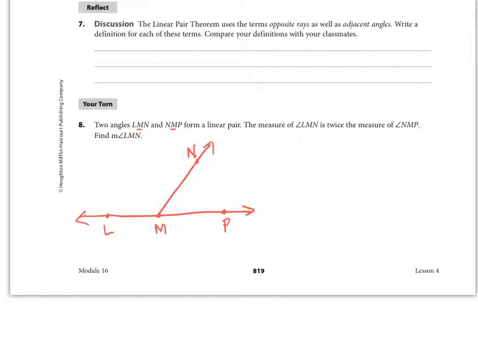Okay. So if I call the measure of angle NMP x degrees, then I know that the measure of angle LMN is 2 times x. It's twice the measure of that angle. I was going to have you try this out, so go ahead and pause it. The solution is going to show up in about 5 to 10 seconds.